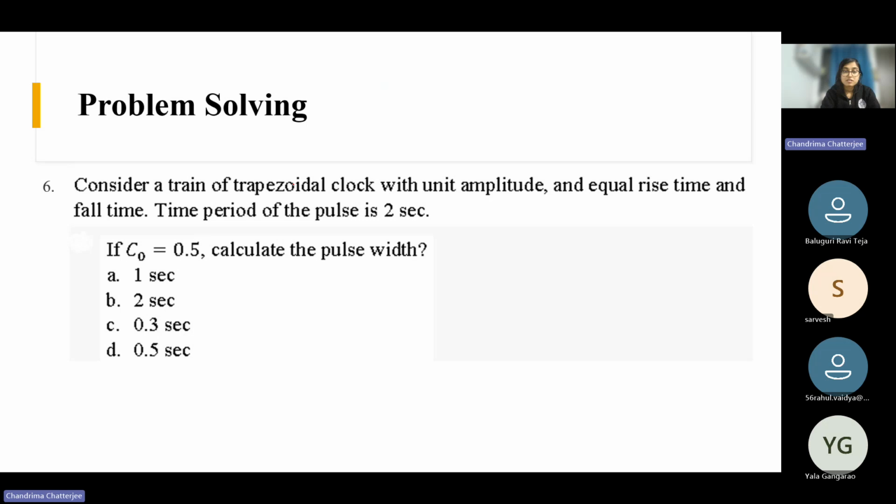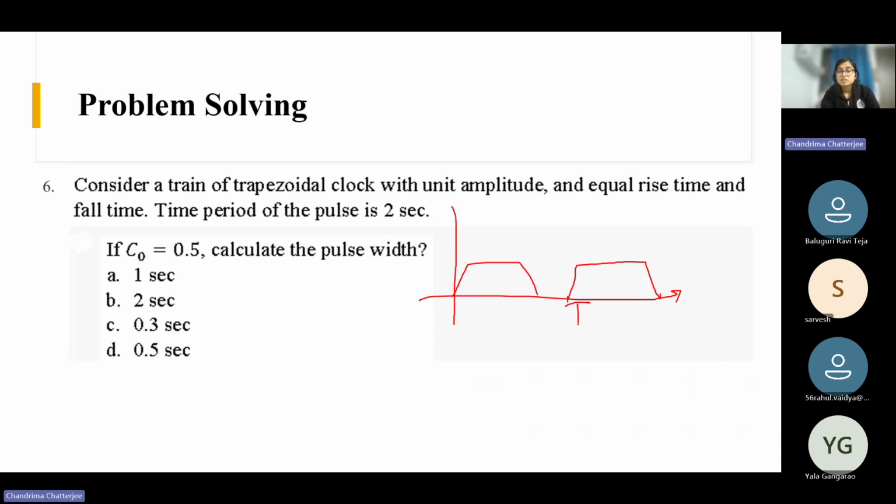Now let's see this question. Consider a train of trapezoidal clock with unit amplitude and equal rise time and fall time. Time period of the pulse is 2 seconds. If C naught is 0.5, then calculate the pulse width. Okay, so here a different waveform is considered. This is a trapezoidal waveform.